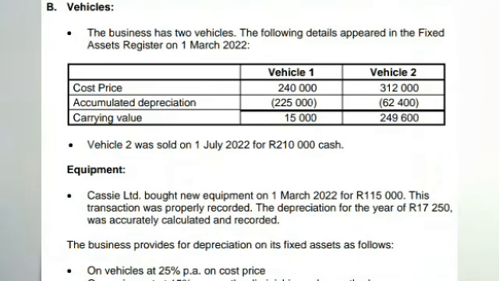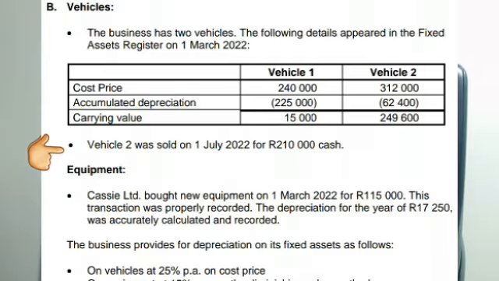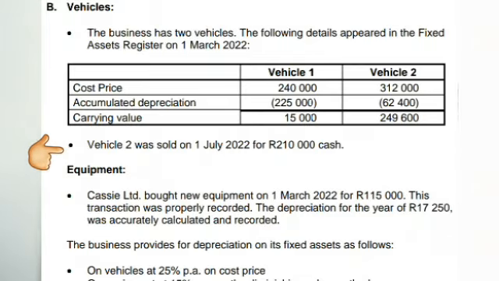For the second vehicle, they tell us right under the information in our box there that vehicle 2 was sold on 1 July for 210,000 rands cash. So when we are calculating depreciation for this vehicle, we are going to keep in mind that it was sold during the year. So if it was sold during the year, it then means that we do not have it for the full 12 months.